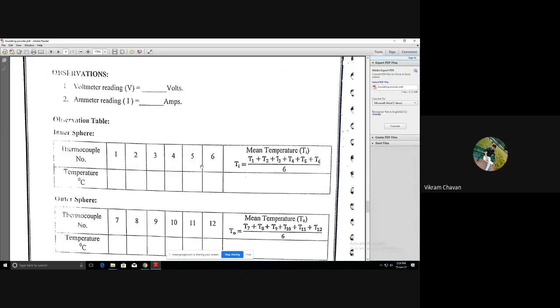Now my question is, why are we providing 6 thermocouples over the entire surface of the inner sphere and over the entire surface of the outer sphere, and why are we not providing only one thermocouple to measure the temperature of the inner sphere and one for the outer sphere? Why are we taking 6 readings for the inner sphere and 6 readings for the outer sphere? Because we are taking the average of temperature, so the chances of error will get minimized.